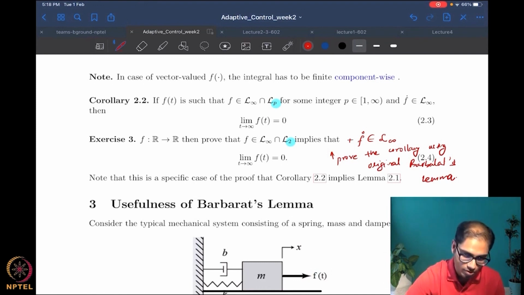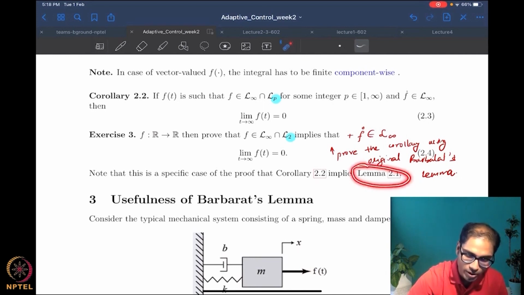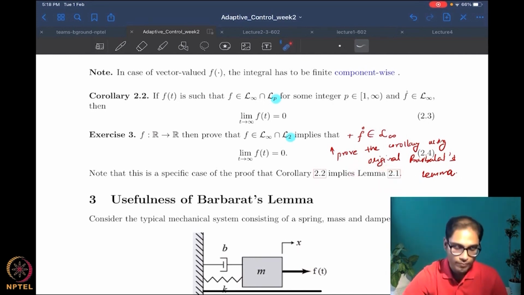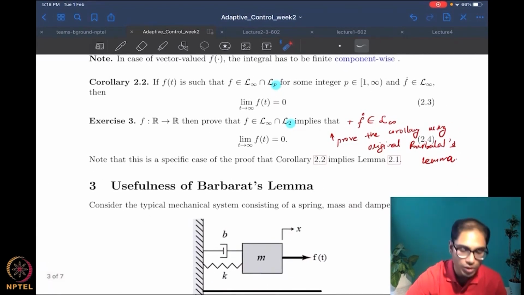Okay, so you want to prove the corollary using the original Barbalat's lemma statement, which is essentially lemma 2.1. I leave it to you. This will be part of the homework exercises, of course. All right, so I want you to give this a shot.